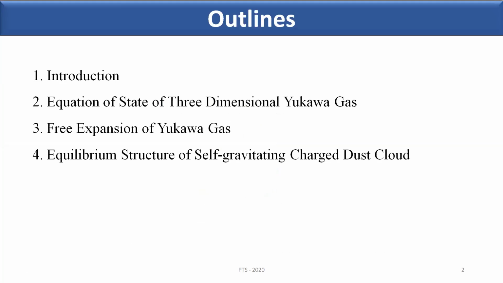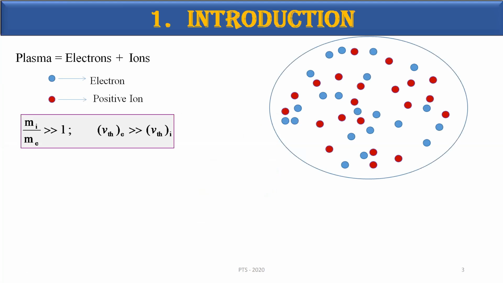So here are the outlines. First of all, I will briefly discuss the introduction and then give you the equation of state for the Yukawa gas. I will also discuss the free expansion of Yukawa gas, followed by the equilibrium structure of self-gravitating charged dust clouds. So we know that plasma is the collection of electrons.